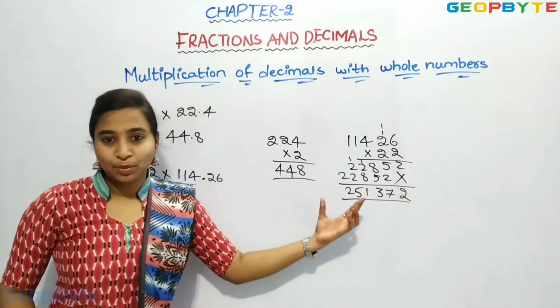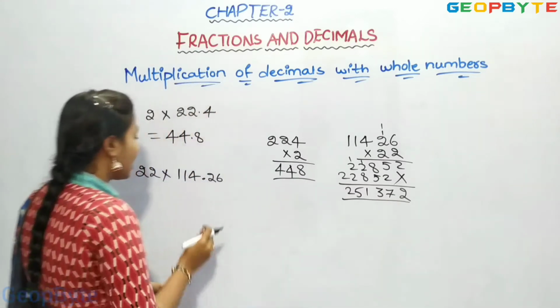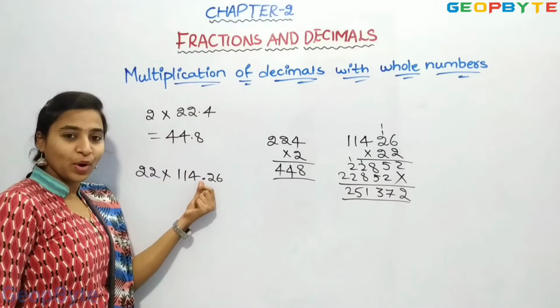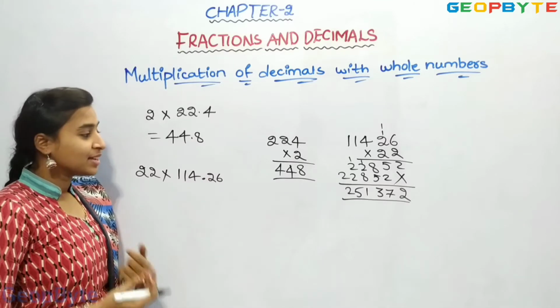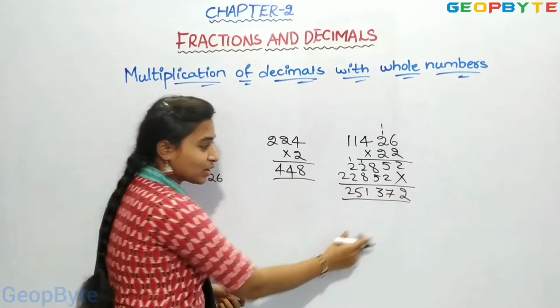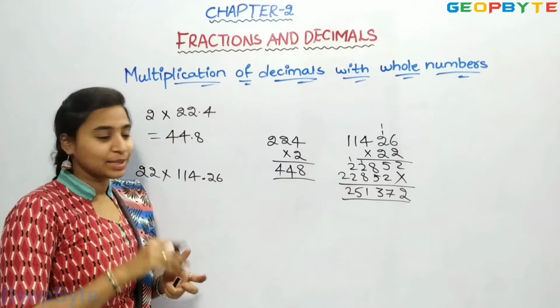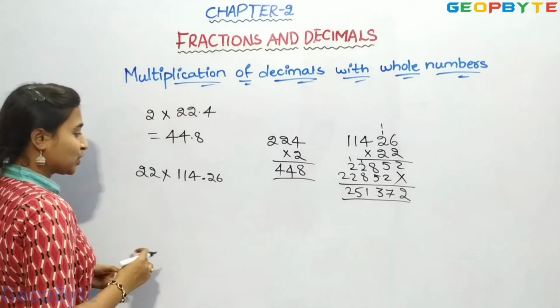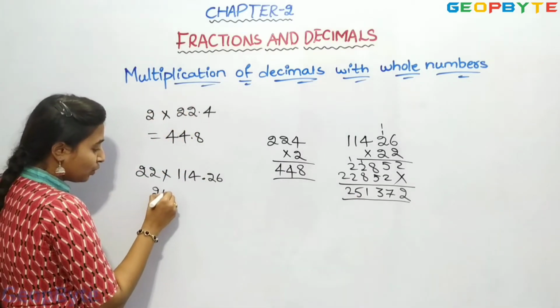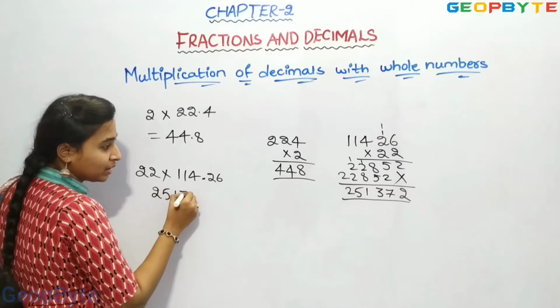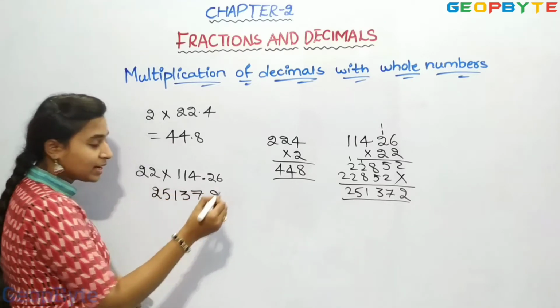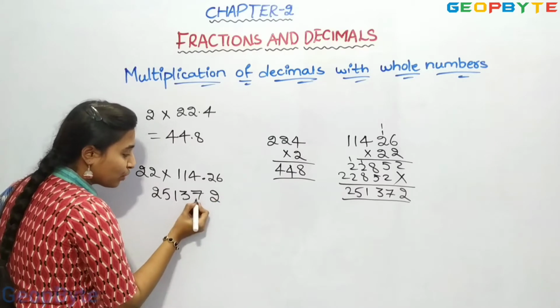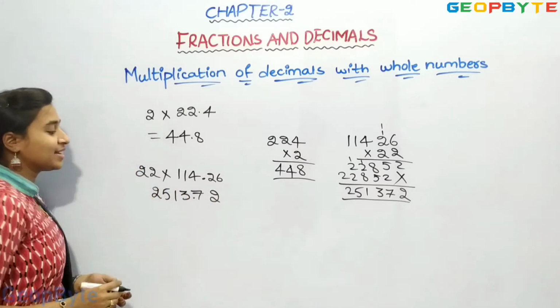We got such a big number. But here we have a decimal point before two digits. Similarly, in this answer also, we will get a decimal point before two digits. That is 2513.72. We will get a point before two digits, that is here.